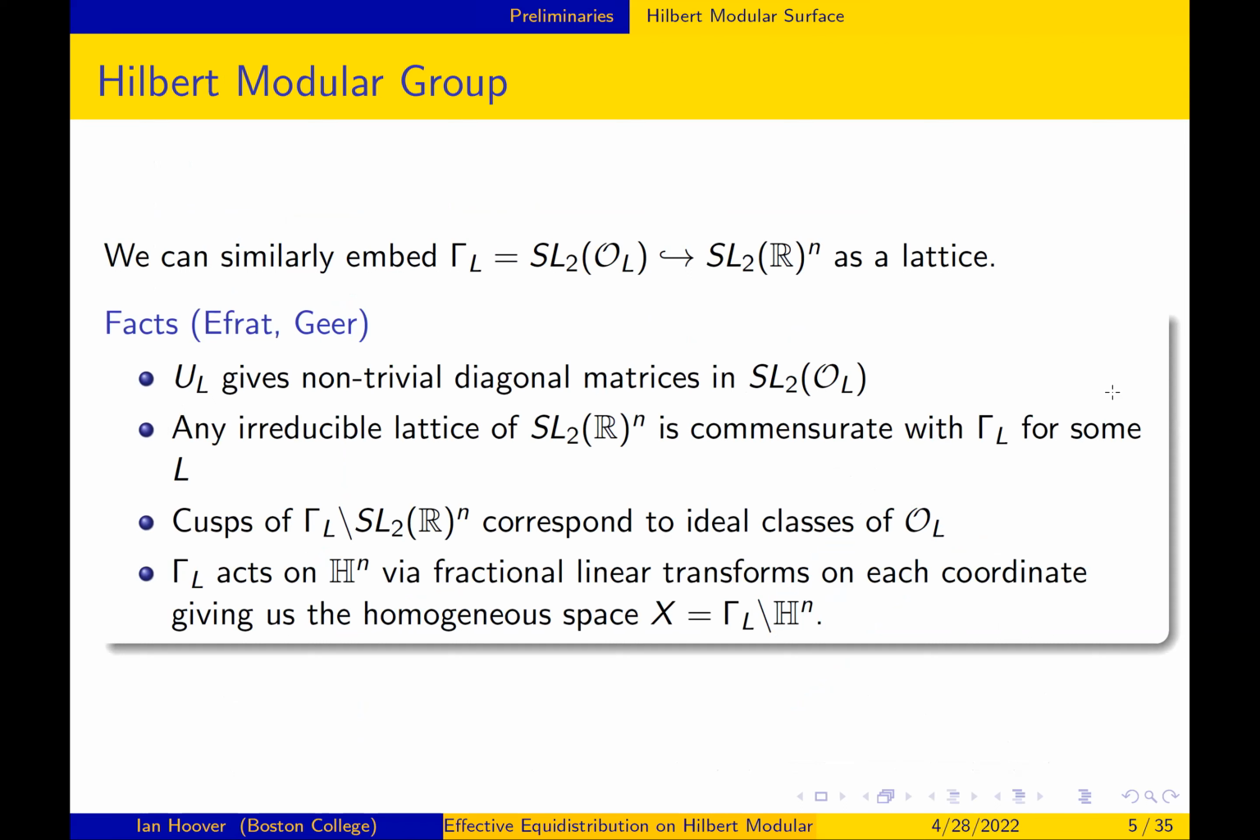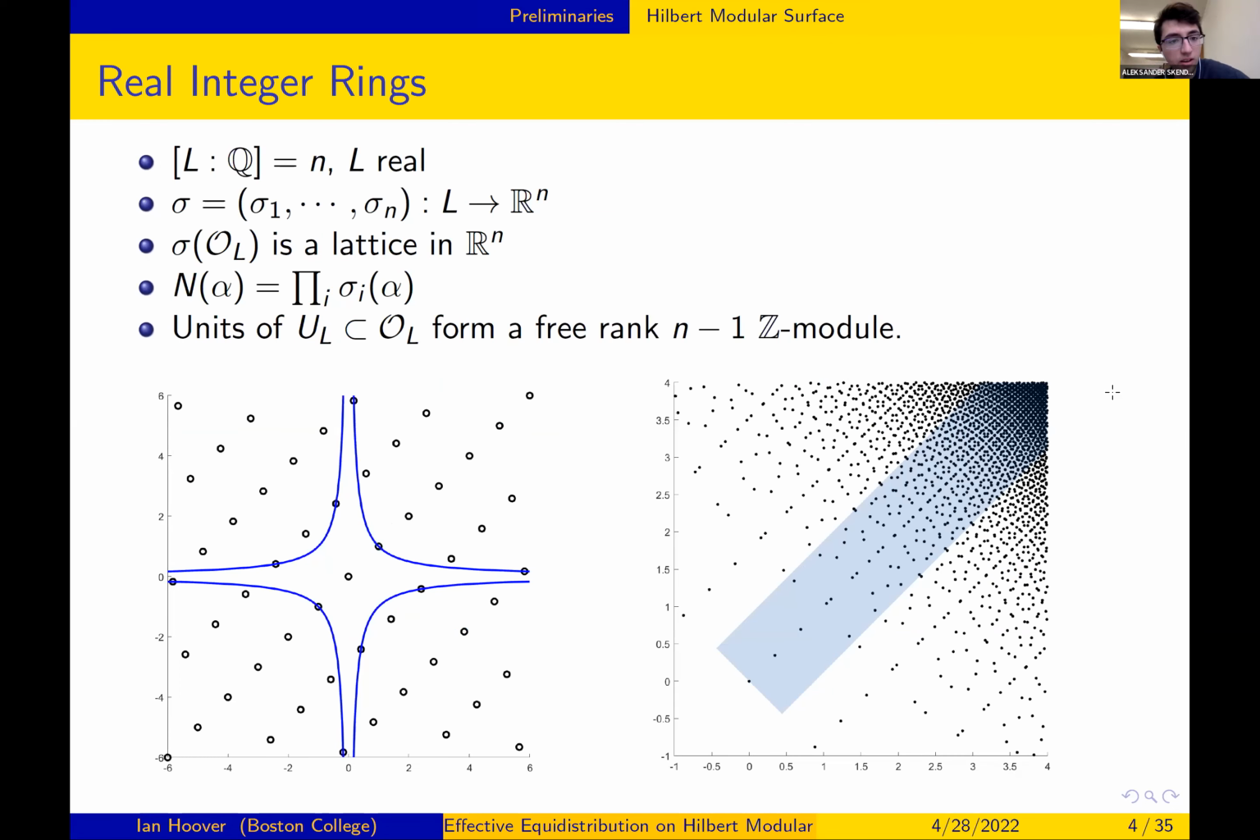So we can embed. Can I ask a quick question? Yeah, absolutely. About the previous slide. Can you understand the units lying inside the ring of integers? Is the fact that it's a free rank n-1 Z module geometrically some condition on the codimension, as in that picture? So it seems as if you have a codimension 1.